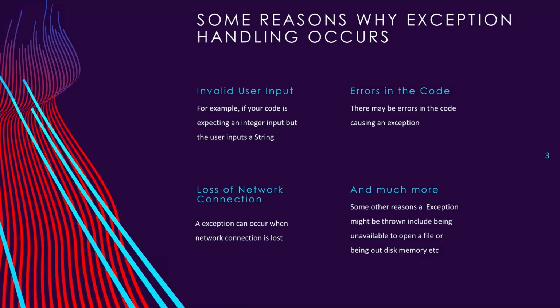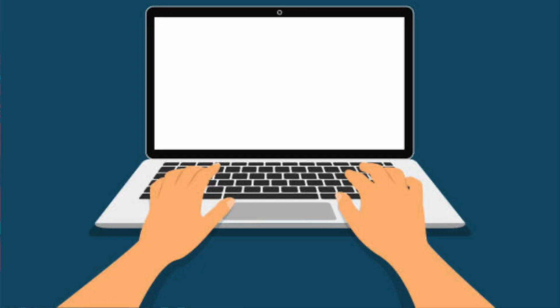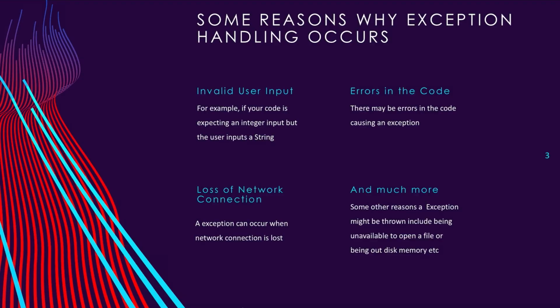So, what are some reasons why exceptions occur? There are quite a few reasons. We'll go through a few of them, the most important ones. Probably the most common one is invalid user input. Let's assume you're writing code in which you want the user to input the year in which they were born. Obviously, this is going to be an integer value, but let's assume the user has misinterpreted your question and instead inputted a string. There is a mismatch because you're expecting an integer but you've been given a string. That would cause an invalid user input, and that would throw an exception.